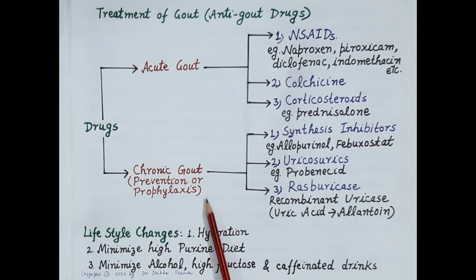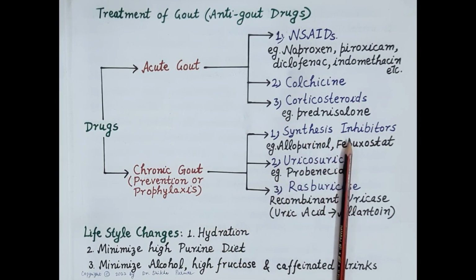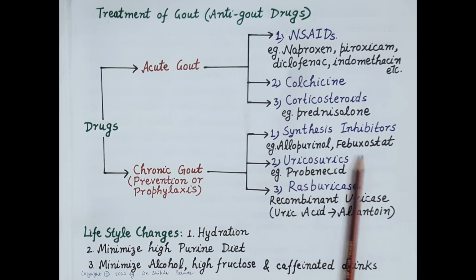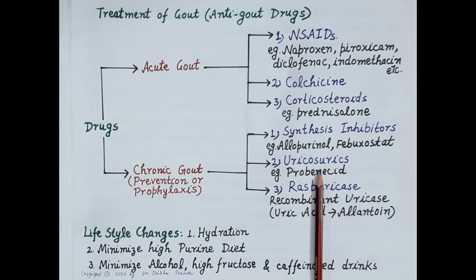Now drugs that treat chronic gout are drugs that reduce synthesis of uric acid, that is synthesis inhibitors. Now allopurinol is a first choice drug for treating chronic gout. Another drug that reduces synthesis of uric acid is febuxostat. Now second category of drugs are uricosurics. Now these drugs increase excretion of uric acid by the kidneys. For example, probenecid.